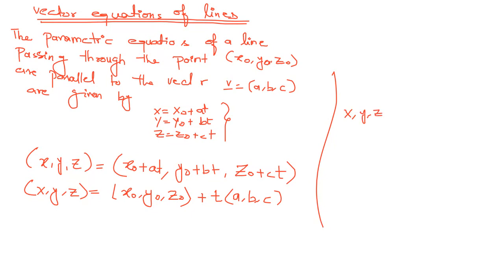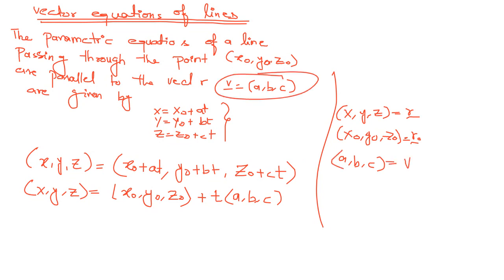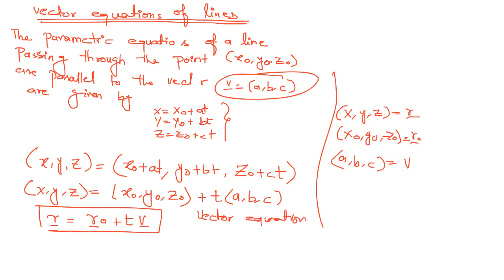If you choose x, y, and z as the r vector, and x naught, y naught, and z naught as the r naught vector, and a, b, c, which we already know, is the v vector, then this equation represents r equals r naught plus t times the v vector. This representation of the equation is called the vector equation of a line. So you have to remember the vector representation of the parametric equations.